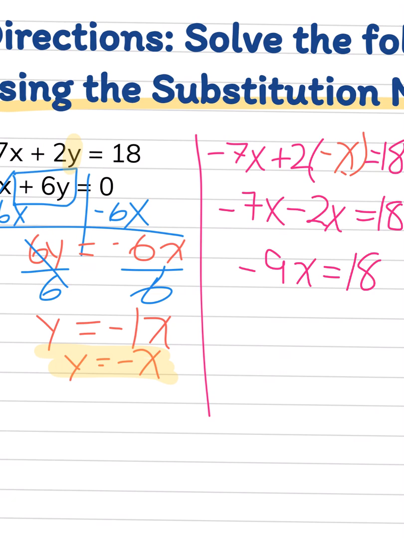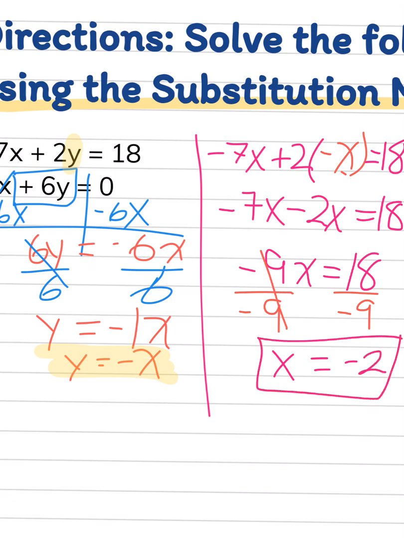All right, last step, and then you have x by itself. Divide by negative 9. So what is x equal to? Perfect. So you have the x value. Do you have the y value? No, but could we get the y value really easy? Anywhere there's an x, we're going to plug in negative 2, what we just found.